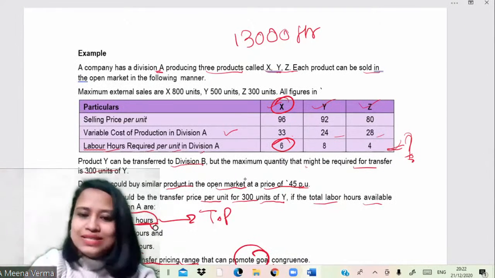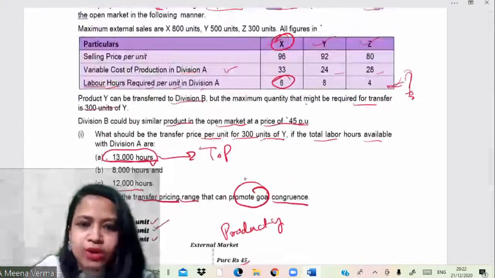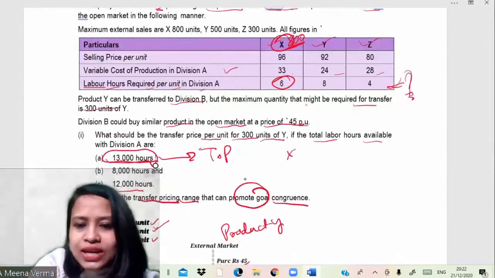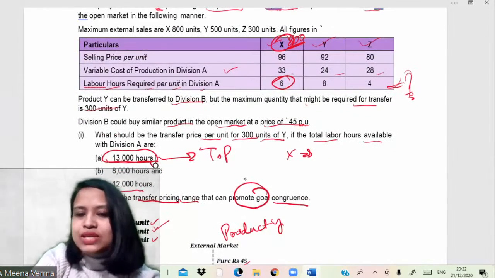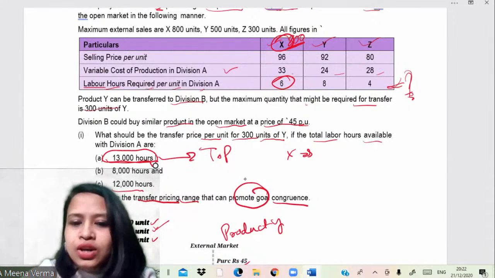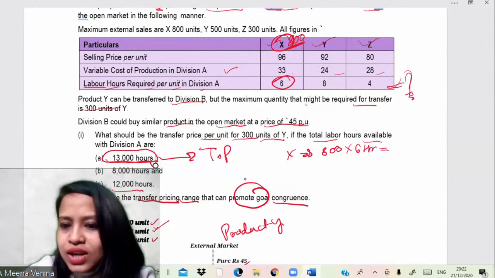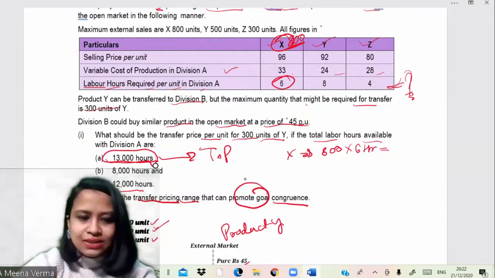For 1 unit, you need 6 hours. And how many units are you producing? 800 units. So for X, how many hours are required? For producing X, you're producing 800 units, and for each unit, you need 6 hours. So how many total hours are required for producing X?